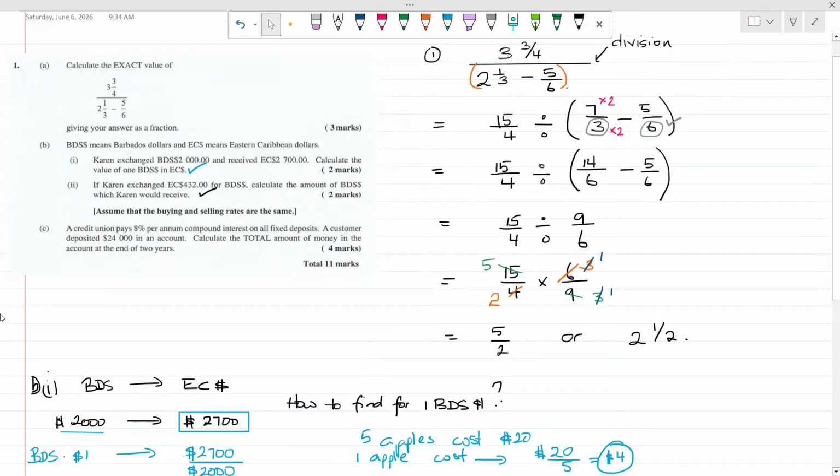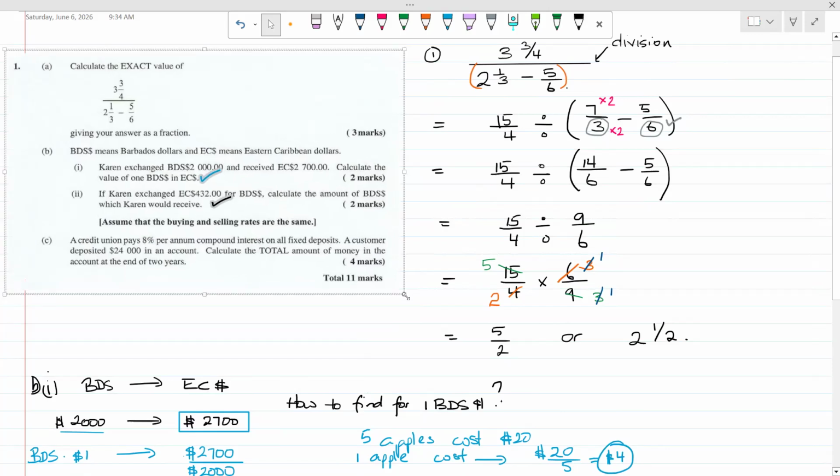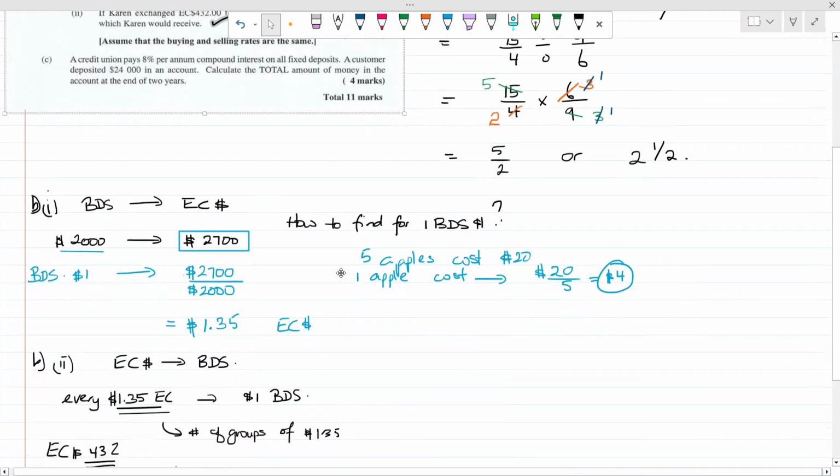All right, nice. A credit union pays 8% per annum compound interest on all fixed deposits. A customer deposited 24,000 in an account. Calculate the total amount of money in the account at the end of 2 years.